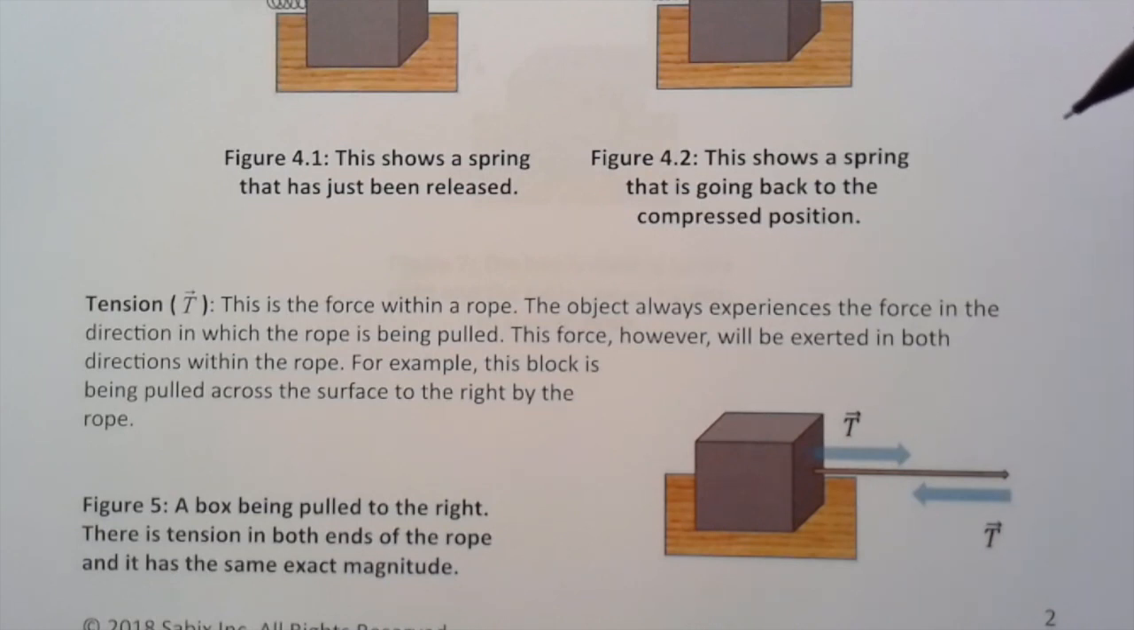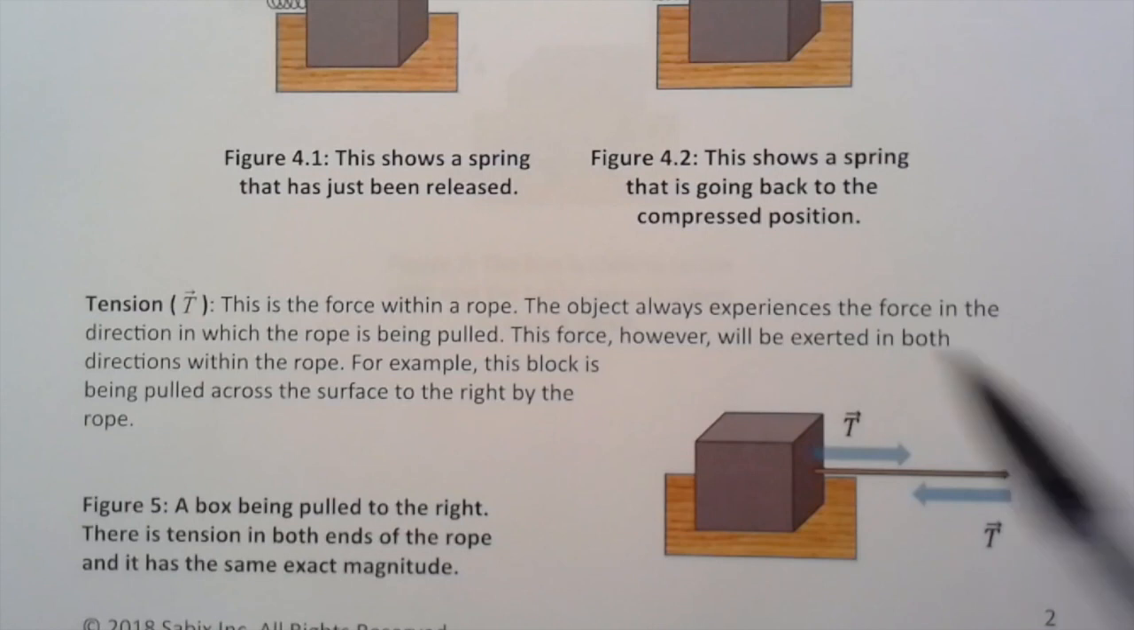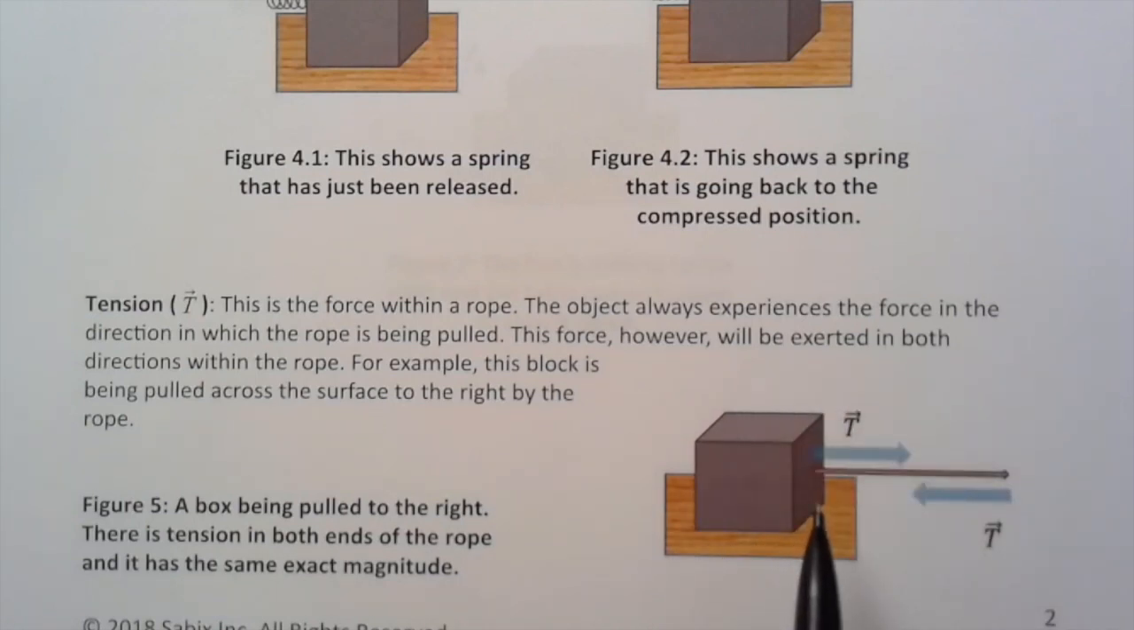The first one is that when you're pulling on an object with a rope, the rope puts a force on the object in the direction that the rope is being pulled in. So in this case, the rope is being pulled to the right, and it puts a force to the right on the object from the force of tension within the rope.